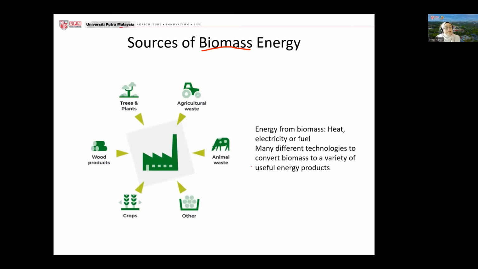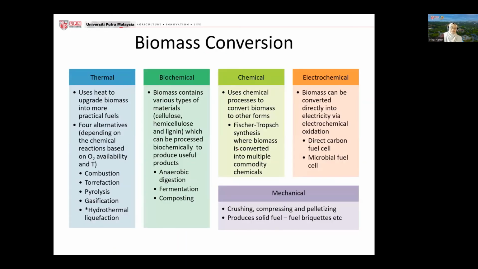So basically there are many different technologies. Here is a summary of all the available technologies, or rather the different classification. When I talk about biomass conversion, this is biomass conversion to energy. We have five: thermal, biochemical, chemical, electrochemical, and mechanical. We're going to look at each of these soon.